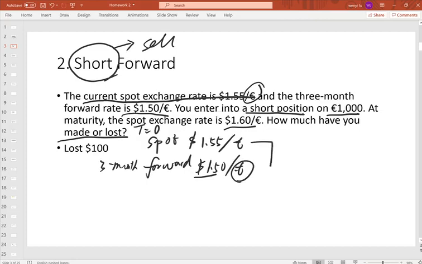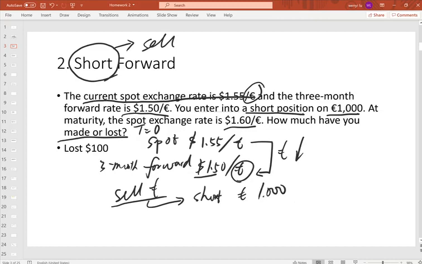That means our dollar is getting stronger, which means our euro is depreciating. If you're expecting the euro will depreciate, most likely you will sell the euro, because you think the euro will lose value. Selling means short positions. Short means sell, so you will take short positions on this euro contract. You short the euro for 1,000.